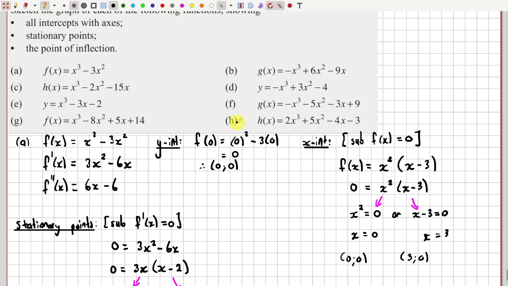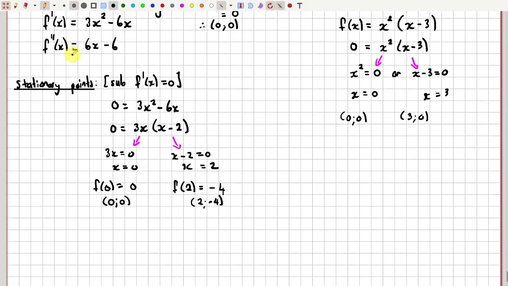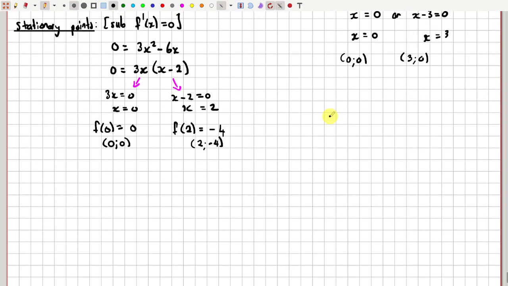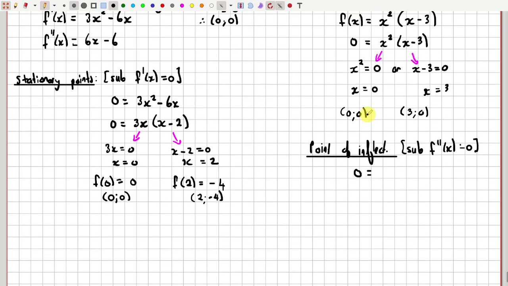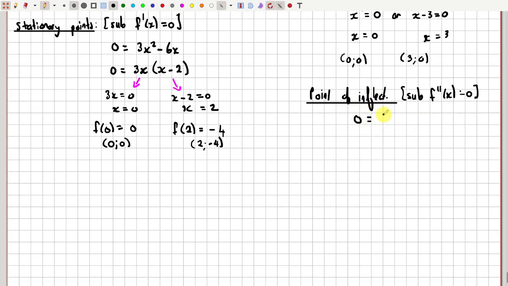The last thing that they ask us for is the point of inflection. We get the point of inflection by letting the second derivative equal 0. So we've got 0 is equal to 6x minus 6. And if you solve that, you'll get x is equal to 1.